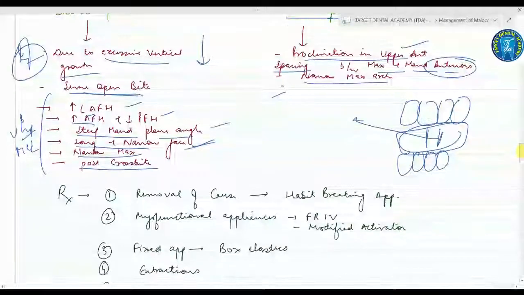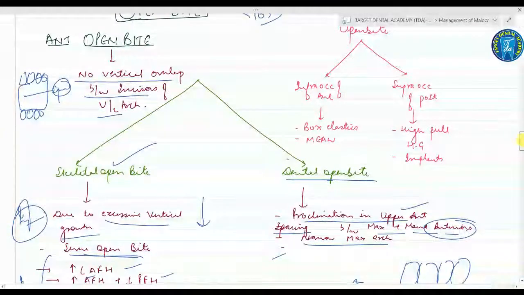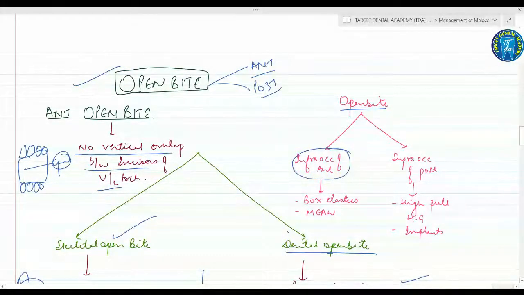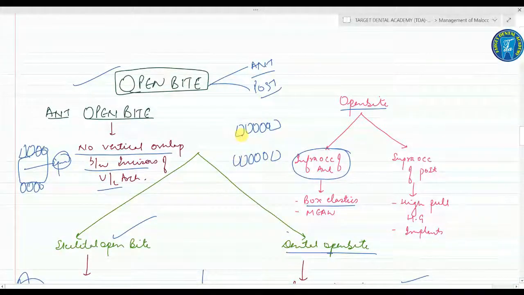So before going on to the treatment part, let's discuss some of the important points. The open bite may be due to two causes. It may be due to the infra-occlusion of the anterior teeth. You can give the box elastic. These are your upper canine, your incisors, your upper canine. These are your lower incisors and your lower canine. These are your brackets, so you give an elastic in the shape of a box. These are the box elastics, right?